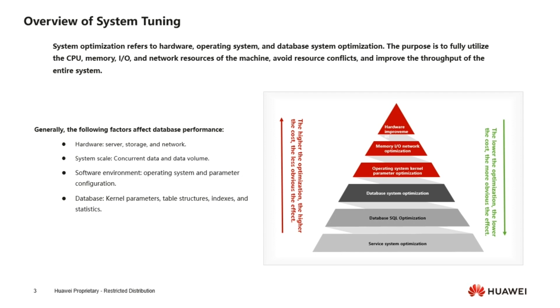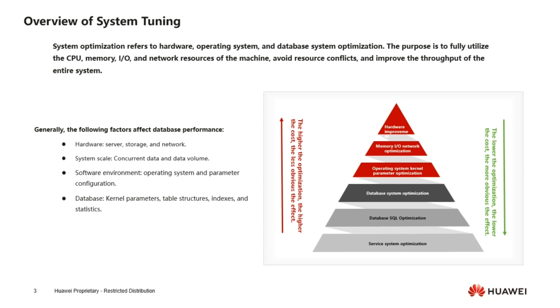So, what do we mean by system tuning? It's the performance optimization process in hardware, operating system, or database system. The aim is to make full use of the hardware resources such as CPU, memory, I/O, and networks. Also, we want to avoid contention between them. We will then have a system with higher throughput.